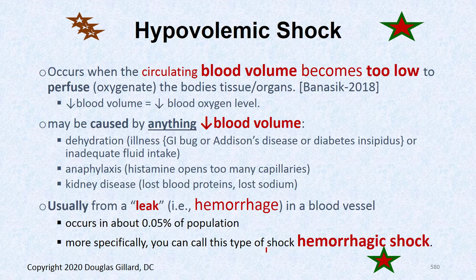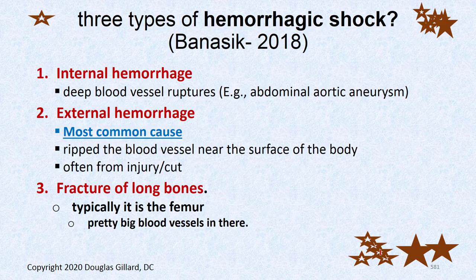Or you can have a flat out leak. That's kind of where we came from. You could also call that hemorrhagic shock if you're leaking blood, as a form of hypovolemic shock. Three basic types of hemorrhagic shock. There could be internal hemorrhage from what we're talking about right now, an abdominal aortic aneurysm. Could be external hemorrhage from your car crash and you cut your wrist, you're bleeding like that. Could be a fractured femur, a lot of blood vessels in the femur and near the femur. Remember the lateral and medial circumflex femoral arteries could be bleeding like crazy.